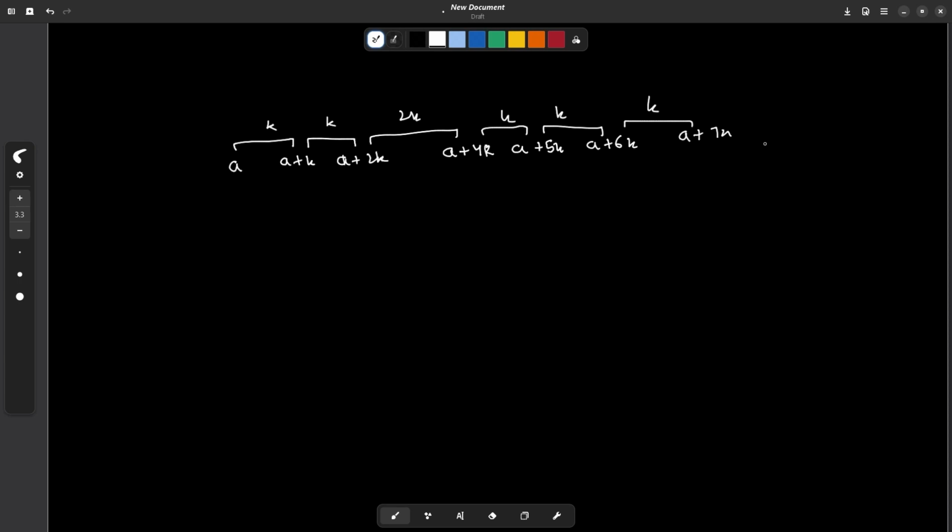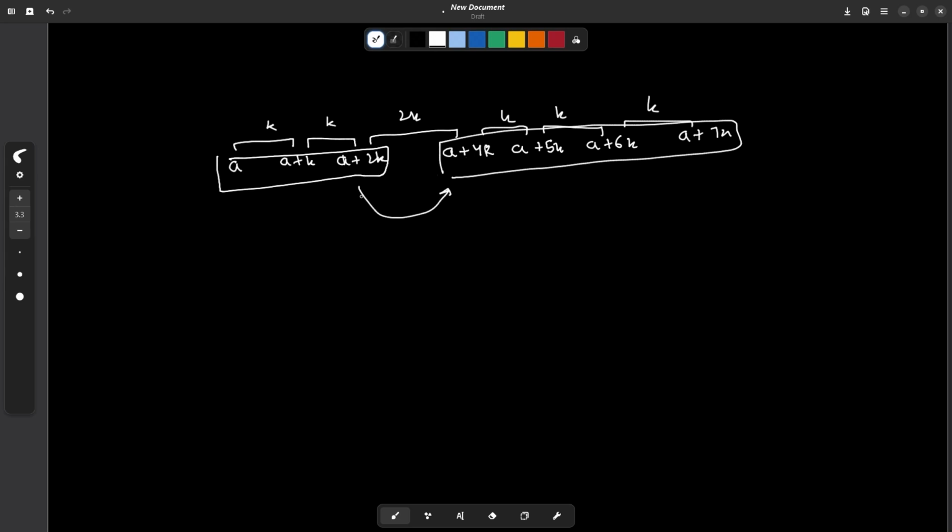right? Now you will see that if I have a situation like this, these three elements are going to form one single group and these four elements are going to form another single group. But the problem is I cannot take both of the groups together because these two elements have a difference which is equal to 2k and which is in fact greater than k, which is not allowed. So the only choice that I have is to choose one of these two groups.